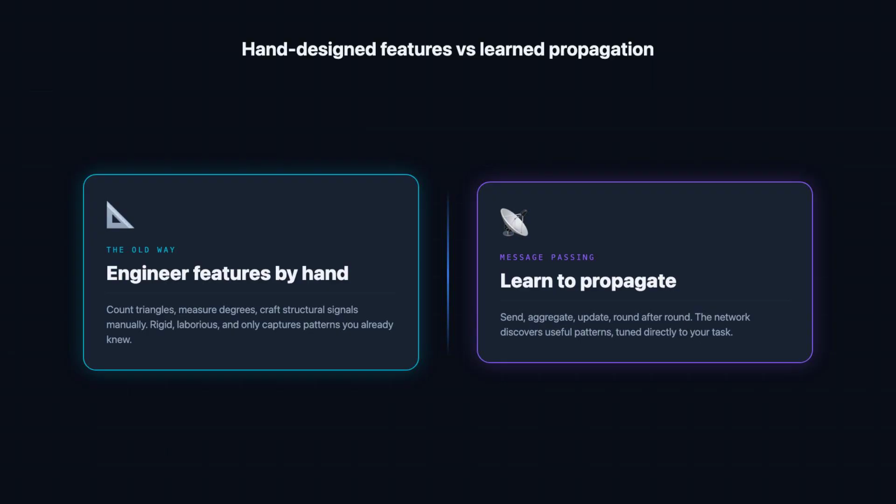Message passing learns to propagate information over the graph instead. Rather than handcrafting what matters, the network discovers useful patterns on its own by sending, aggregating, and updating, round after round, tuned directly to whatever task you're training on. The features become learned, not guessed.